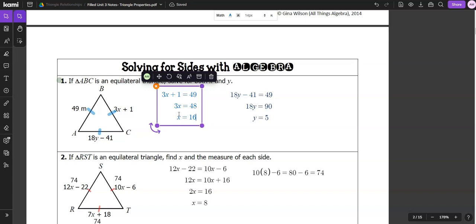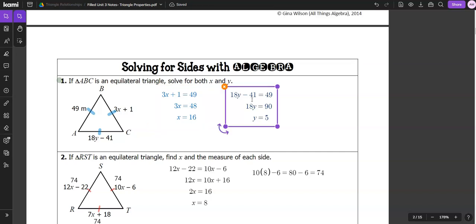If we subtract 1, we get 3x equals 48. And then we divide by 3 and get x equals 16. For y, we have 18y minus 41 is equal to 49. And then we added 41 to both sides, giving us 18y equals 90. Divide both sides by 18, and you get y equals 5.